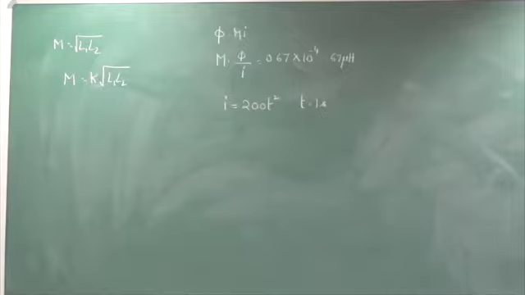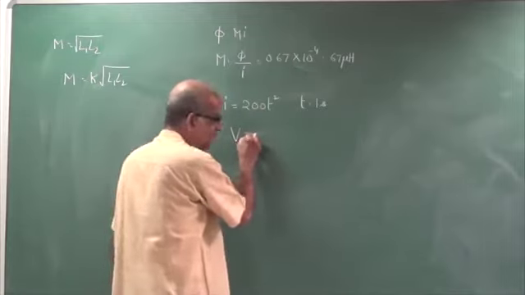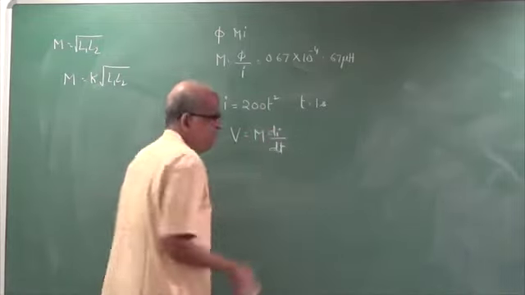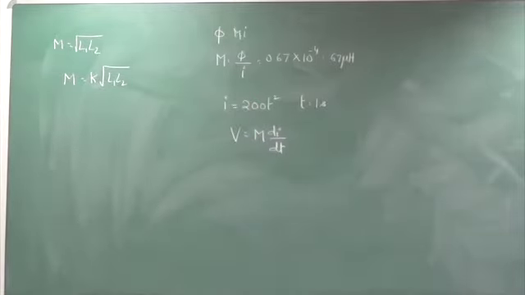What formula do you use? V equal to M di by dt. So M is equal to V by di by dt. How much does it come to? 2 into 10 to the power of? Yes, or 20 millihenry. You can say 20 millihenry.